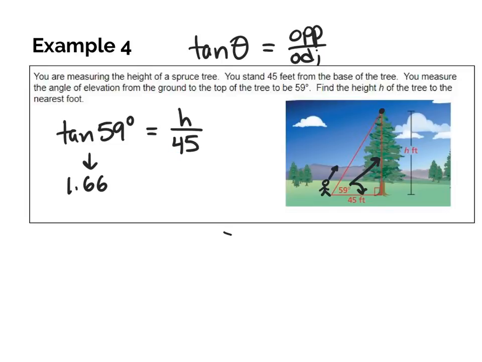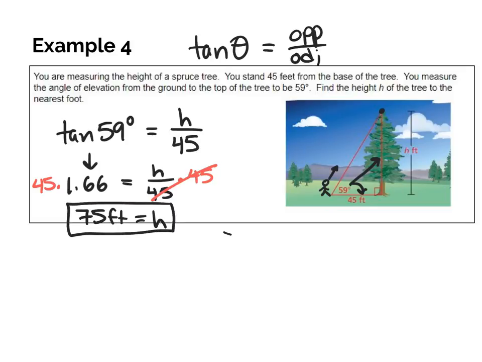So I know that's related to the ratio of my height and the distance I walk. If I want to solve, all I'm going to do is take that 1.66 and multiply it by 45. That's going to tell me the height of the tree. By just multiplying those two numbers, I would know that the height of the tree in this case is about 74.89. So we'll round that to about 75 feet.